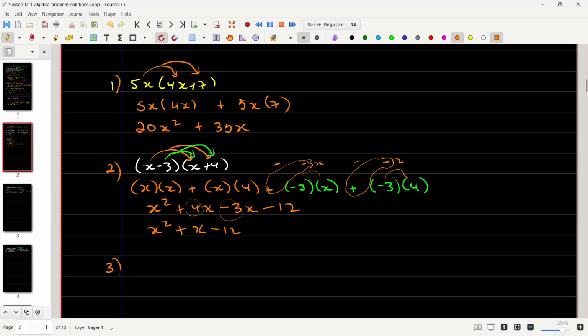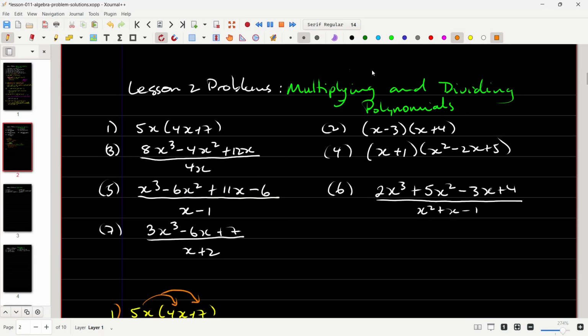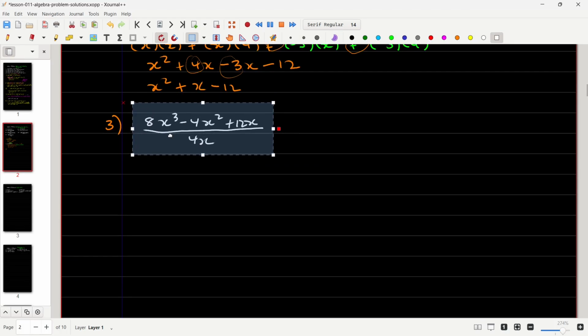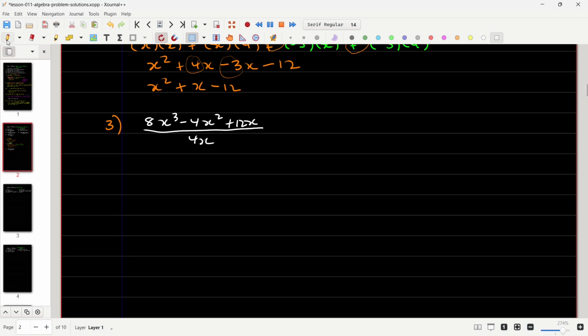All right, then we go to number 3. Number 3 is a division, and it's looking like a regular fractional division. So let me just put that there. Control C, V here. All right, so let's simplify this. The first thing you do is rewrite everything as an individual fraction. So we have 8x to the third power over 4x, minus 4x to the second power over 4x, plus 12x over 4x.